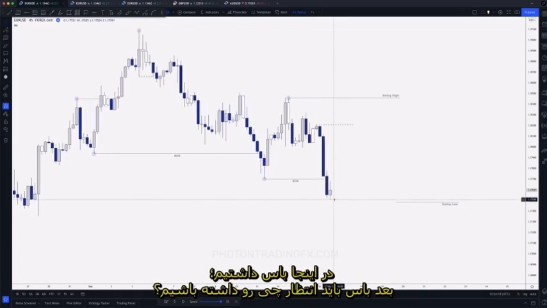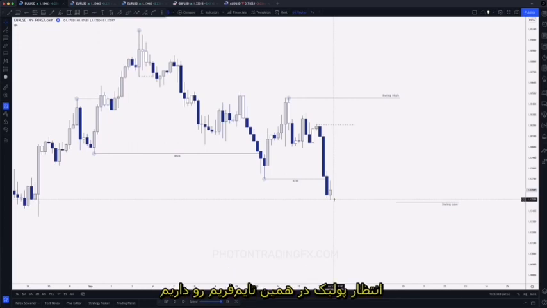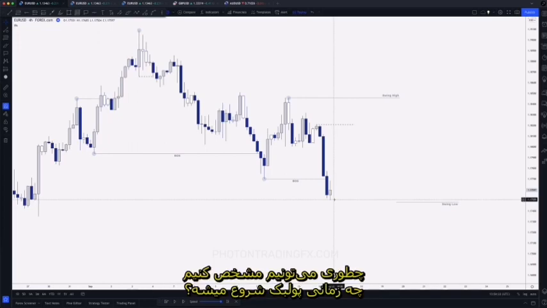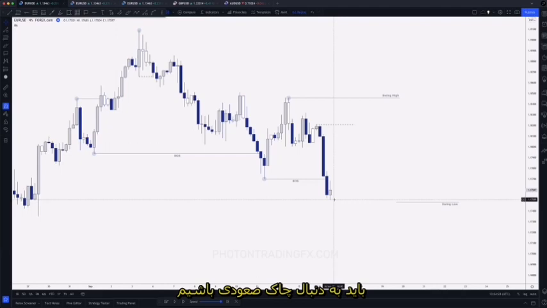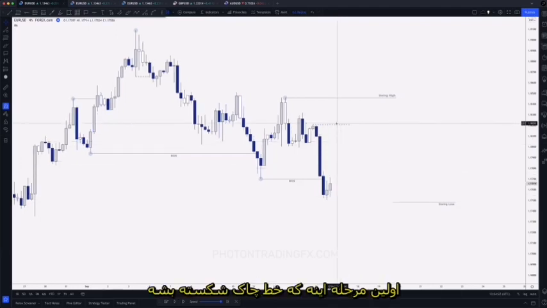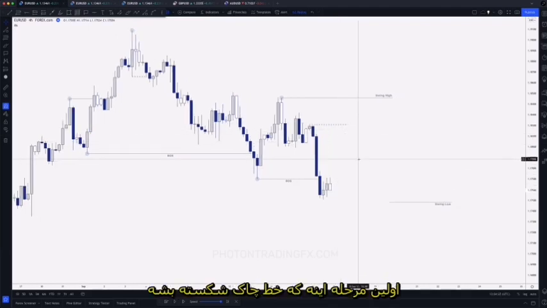So we've had a break of structure. What do we expect after a break of structure? We expect a pullback on this time frame. How can we anticipate when that pullback is going to start? We can look for a bullish change of character. And that would be the line that I would need to see go, right, before I would know that.